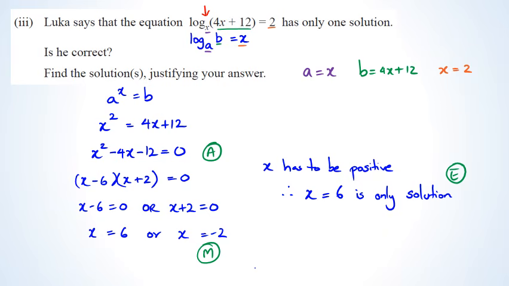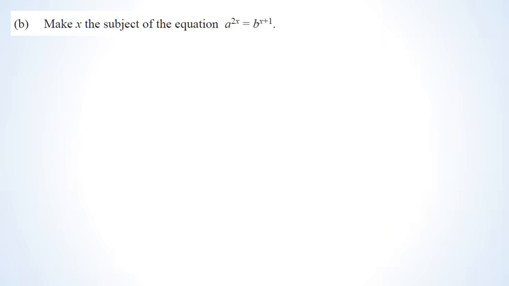Okay, let's go to B of this particular question. We've got to make x the subject of the equation a^(2x) equals b^(x+1). So how are we going to do this? We've got a to the power of 2x equals b to the power of x plus 1. The first thing I would ask you to do is take logs of both sides. So we have log a^(2x) equals log of b^(x+1).